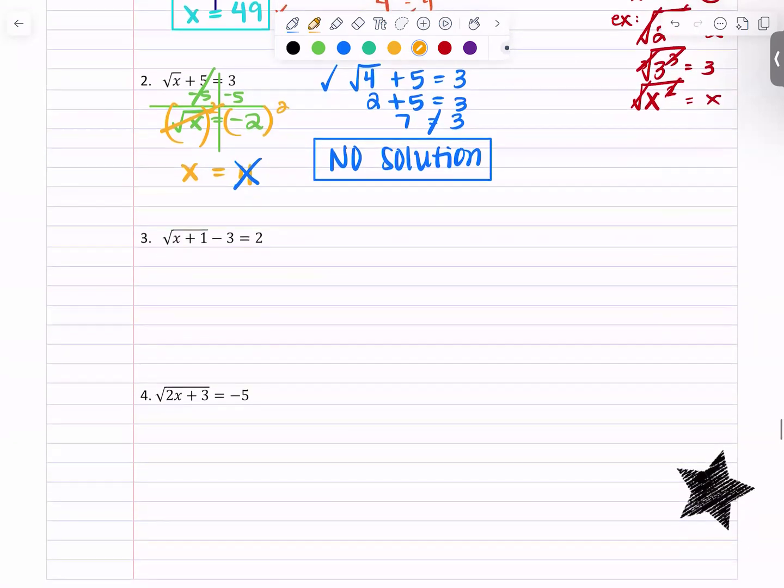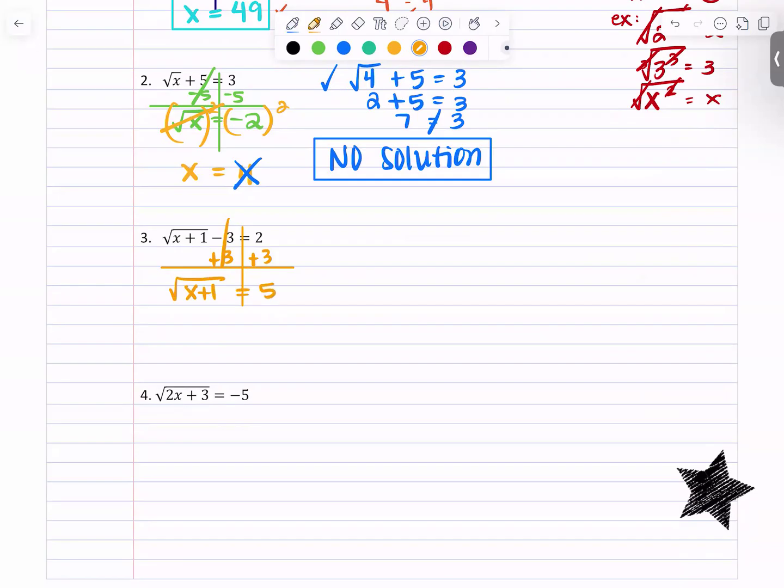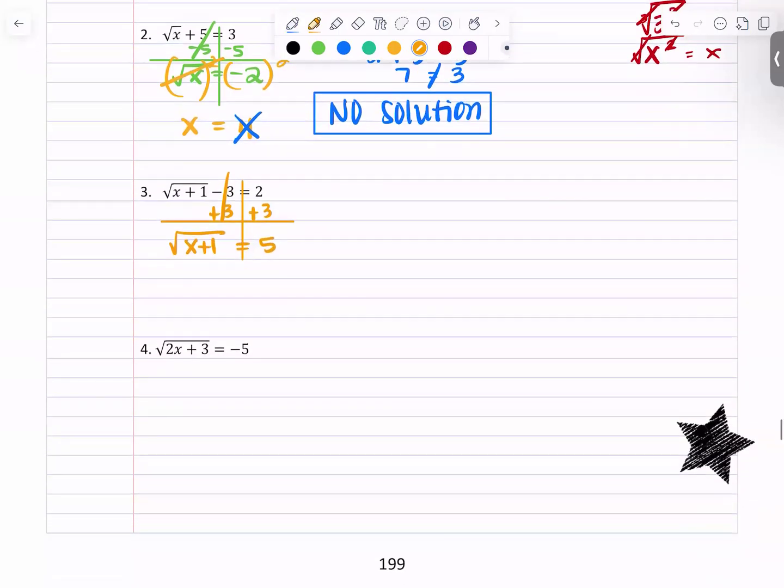You can't put those together, okay? Because the 1 is underneath the root, and so it's trapped. So the only thing that you're allowed to move is the 3. So you're going to add 3 to both sides. And the square root of x plus 1 is equal to 5, right? 2 plus 3 is 5. And then you can do the square now.